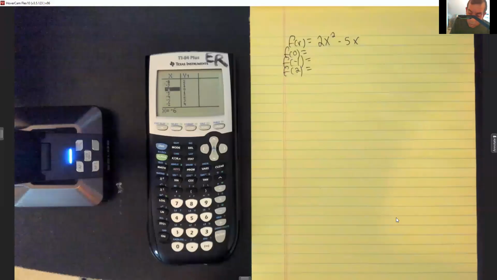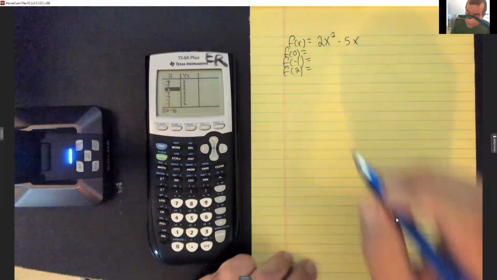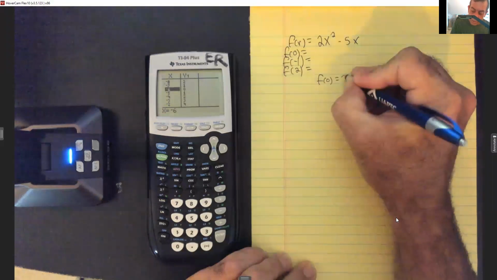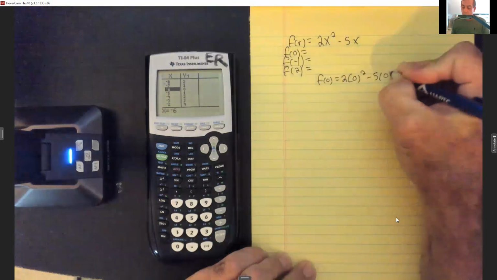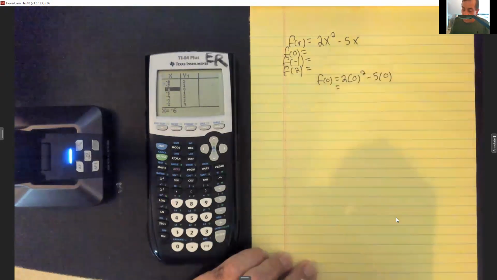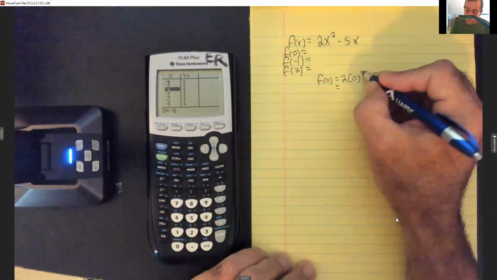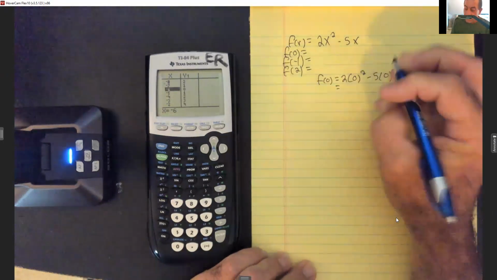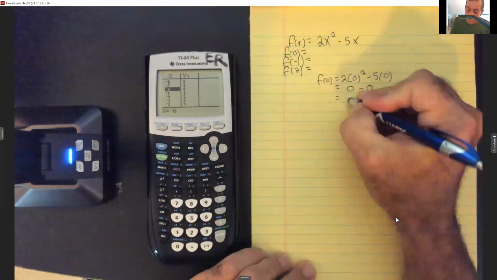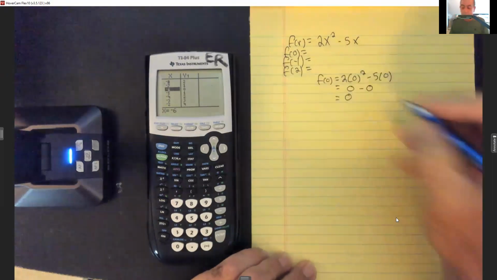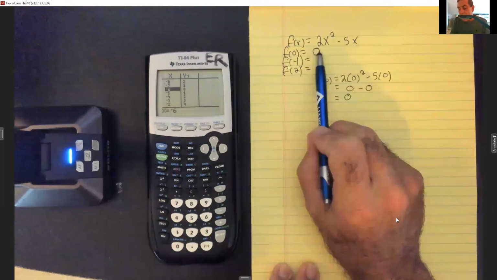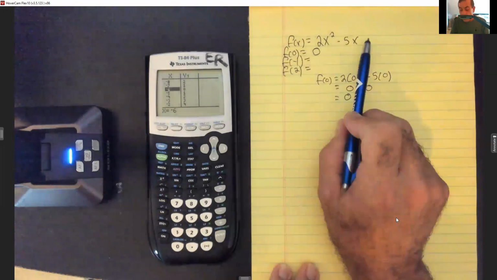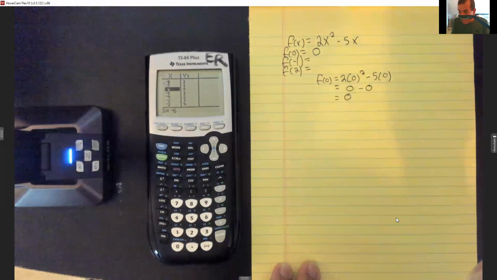So f of 0 wants me to take that equation and put a 0 in for both of those x's. So f of 0 will equal 2 times 0 squared minus 5 times 0. So y'all, since I got zeros in both of these, 0 squared is 0, 0 times 2 is 0, minus 5 times 0 is 0. So that's going to give me a big 0. So anytime you're putting a 0 in for the x's, and that x is in every single term, that answer will be 0. All right, next we had f of -1.